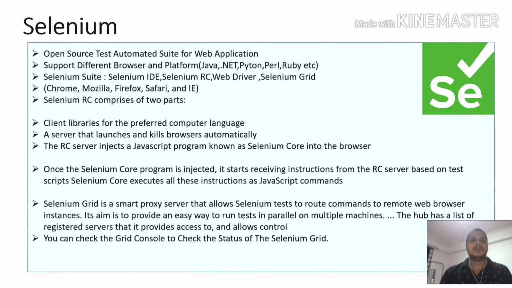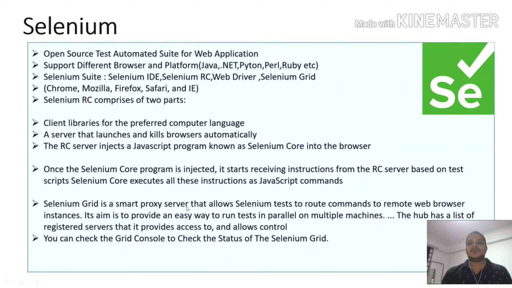Then we'll move to the main components. I will not go into details here, but there are two main components: Selenium Remote Control server, and second is the Selenium Grid. Remote Control server is basically used to launch and kill your web browser. The Selenium Remote Control server injects the Selenium Core, that is nothing but one JavaScript program, into your web browser, and that is how your application test scripts communicate with the web browser, and that is how you achieve the test automation.